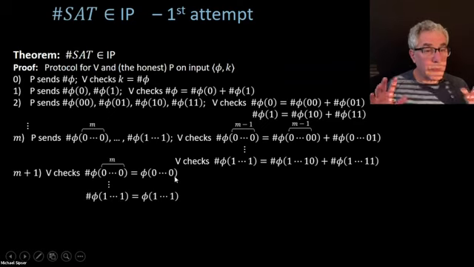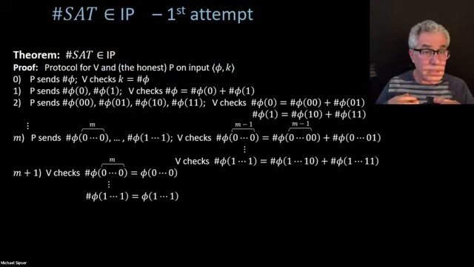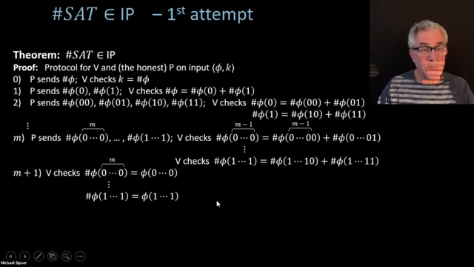Okay, and now the verifier says, well, if everything has checked out and all of these are in agreement, then the verifier is going to be convinced that phi had k satisfying assignments. But if anywhere along the way one of these checks fails, the verifier is not going to be convinced, and it's going to reject.